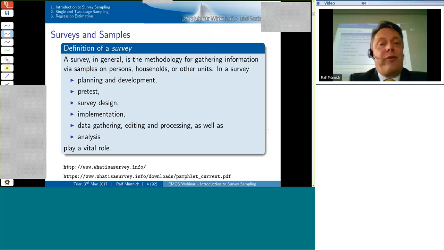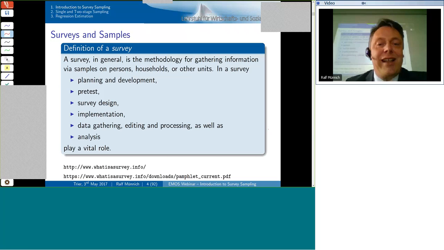If we talk about surveys, a survey in general is the methodology for gathering information via samples on persons, households, and other units. In a survey, we have very different items to consider, like planning and development, pre-test, survey design, implementation, data gathering, editing, processing, and analysis. There are some nice overviews. You see the two links below, and later on, if you have the PDF slides, you can just click on them.